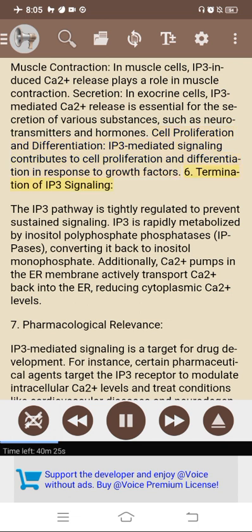6. Termination of IP3 signaling. The IP3 pathway is tightly regulated to prevent sustained signaling. IP3 is rapidly metabolized by inositol polyphosphate phosphatase, converting it back to inositol monophosphate. Additionally, Ca2+ pumps in the ER membrane actively transport Ca2+ back into the ER, reducing cytoplasmic Ca2+ levels.